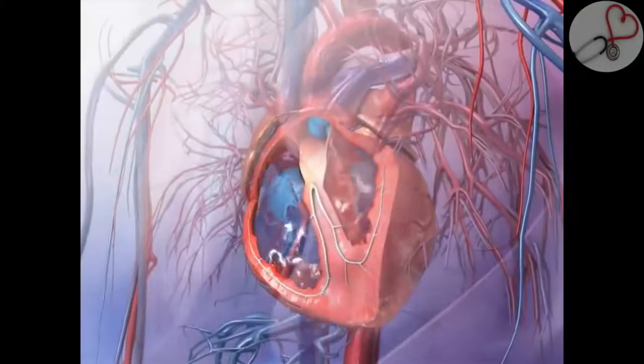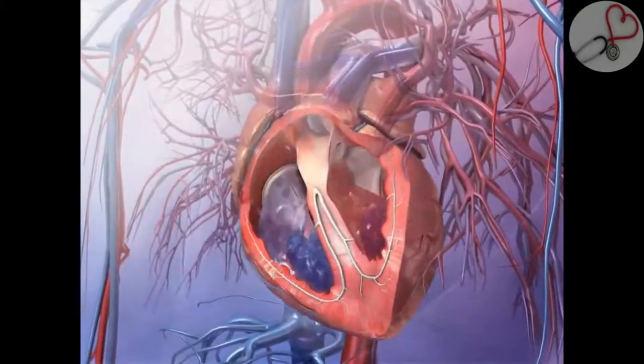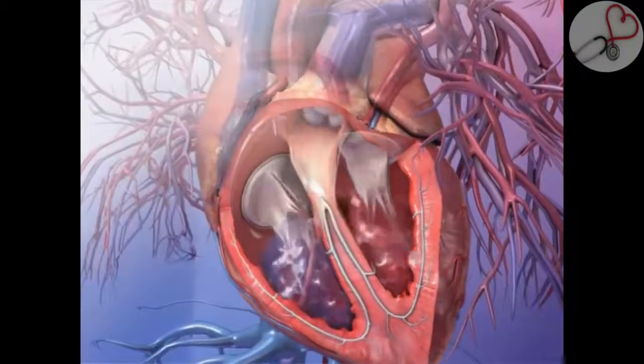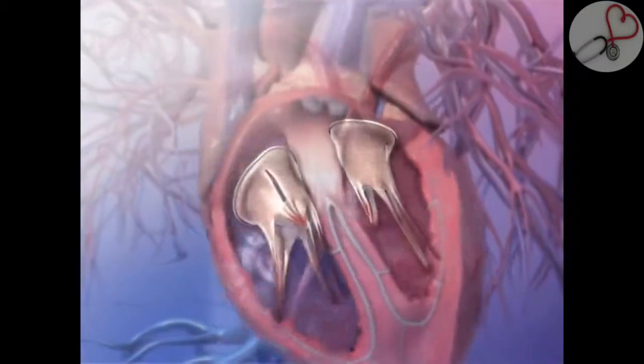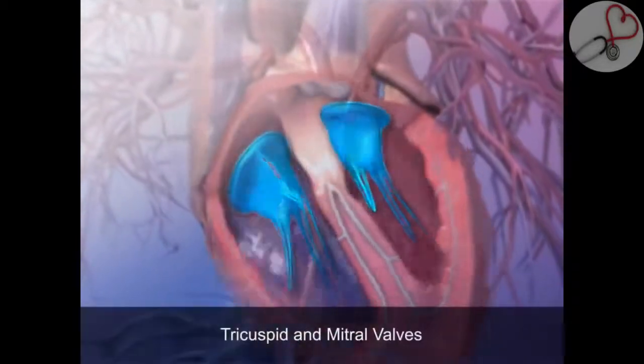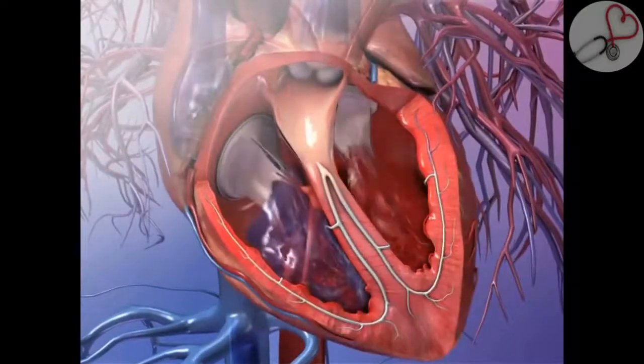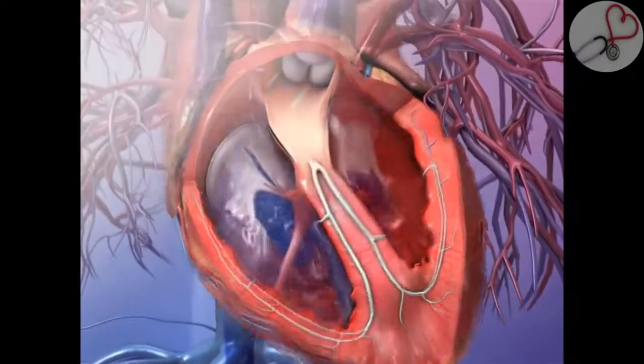The 4 heart valves control the flow of blood through the heart by opening and closing the heart chambers in a coordinated sequence. The 2 valves located between the atria and the ventricles are called the tricuspid and mitral valves. These valves facilitate the flow of blood as it moves into the ventricles from the atria.